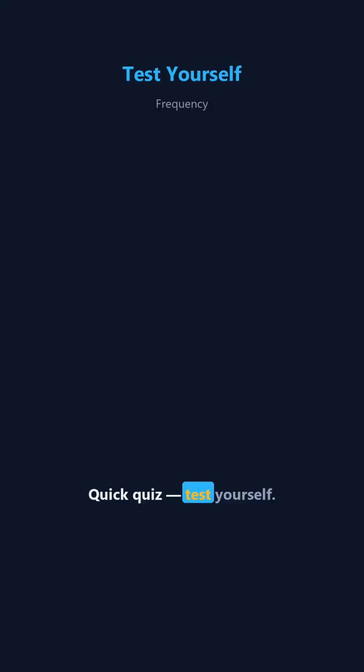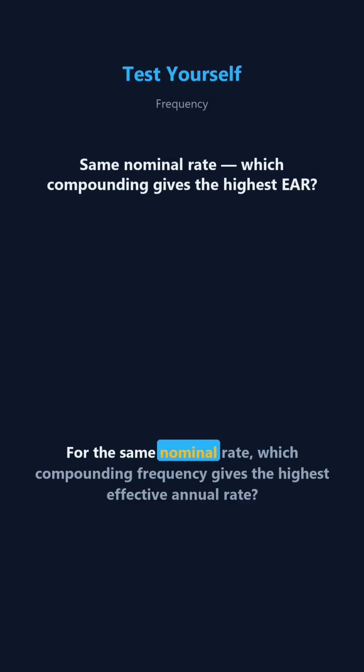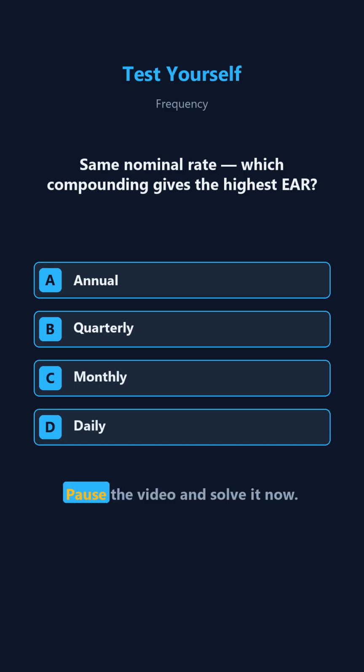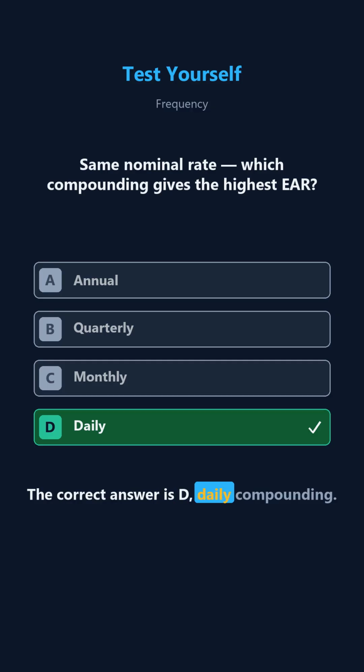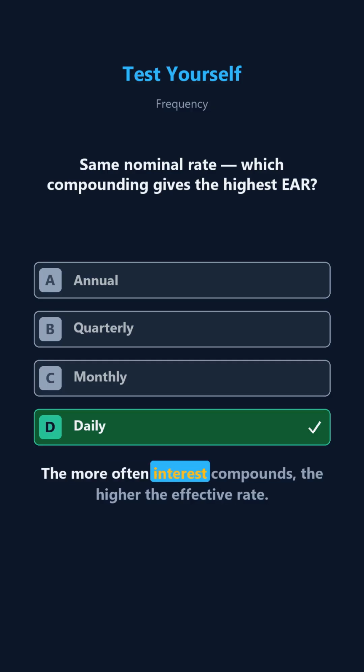Quick quiz, test yourself. For the same nominal rate, which compounding frequency gives the highest effective annual rate? Here are your 4 options. Pause the video and solve it now. The correct answer is D, daily compounding. The more often interest compounds, the higher the effective rate.